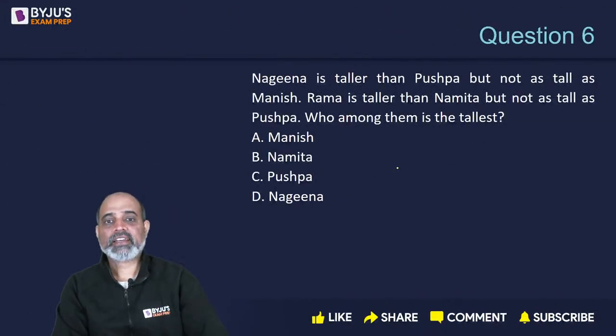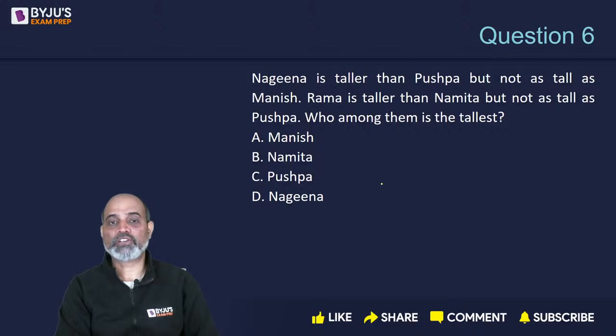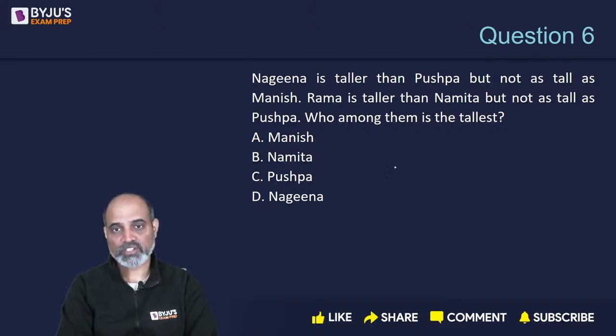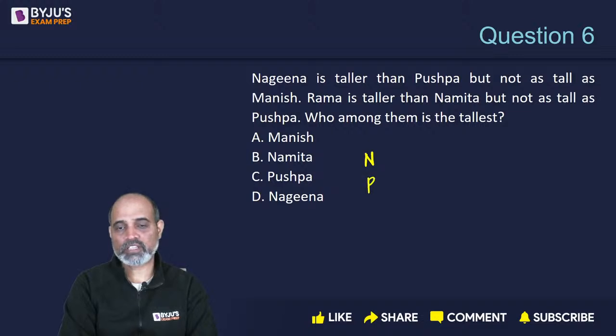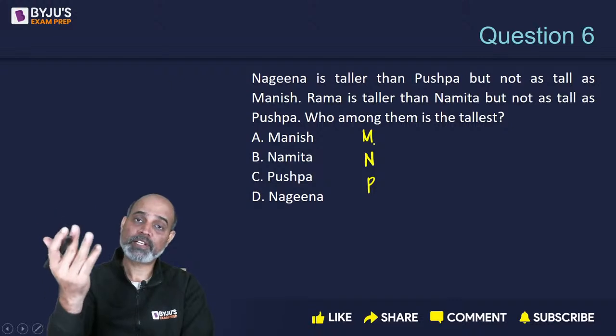Next, Nagina is taller than Pushpa, but not as tall as Manish. So from the first step, we can say Nagina is taller than Pushpa, but not as tall as Manish. It would mean that Nagina and Manish, Manish goes up, right? She's not as tall as Manish, means Manish is above Nagina.